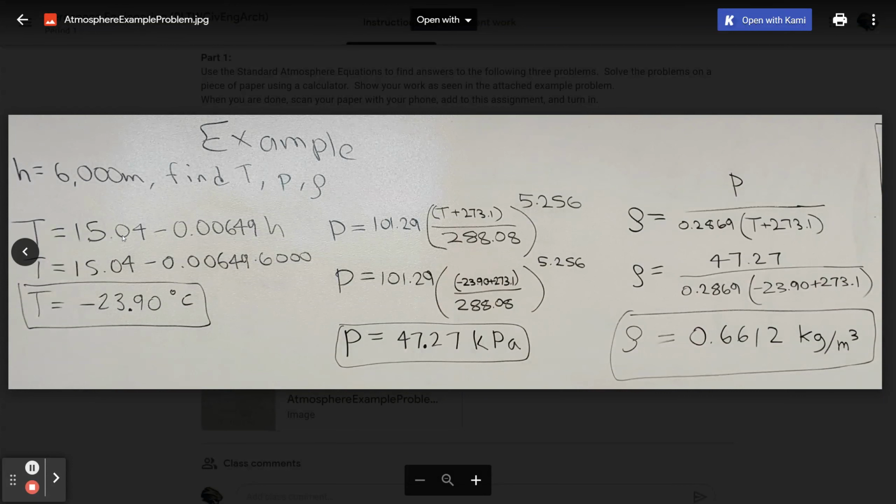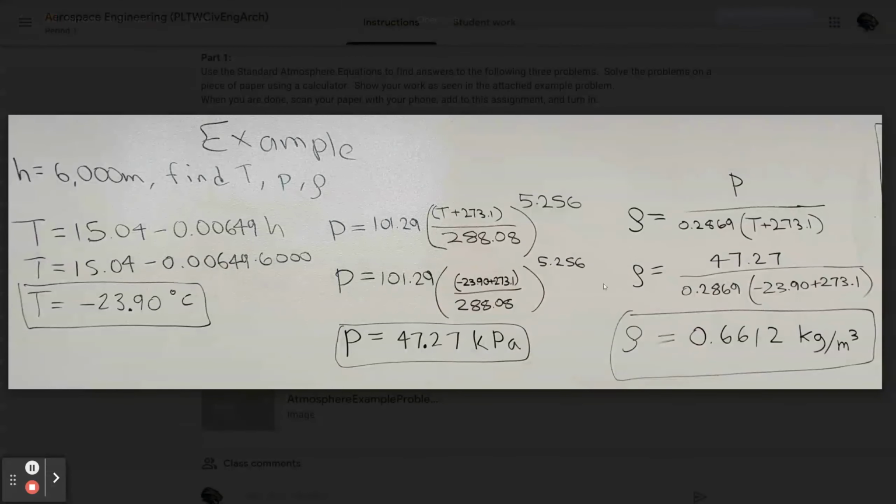You want to show your known value, so height. You want to show your equation. You want to show the substitutions where you plug in the numbers, and then you want to show your final answer with units and circle it. My input here, 6,000, has four significant figures, so for all my answers I used four sig figs, four digits, basically excluding a leading zero.